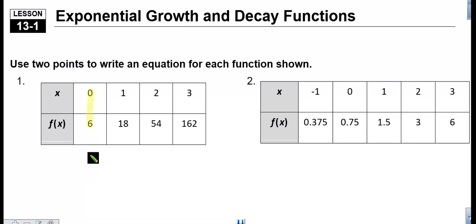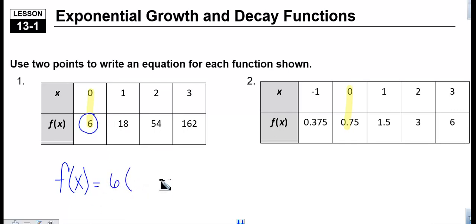And you can see in this first example that happens to be the very first point that is listed, but that's not always the case. In example 2, you can see that x equals 0 is actually the second point. So how do we set up the function? The function is going to start off with f of x. The first value in our function is going to be our initial value. In this case, it's a 6.